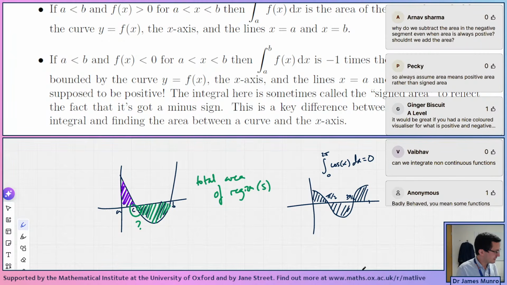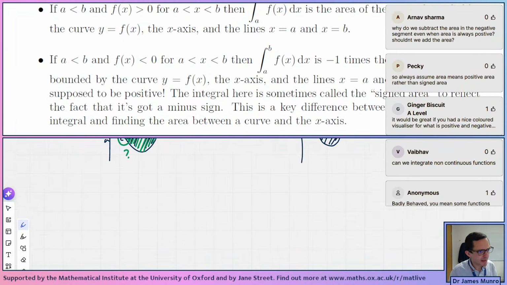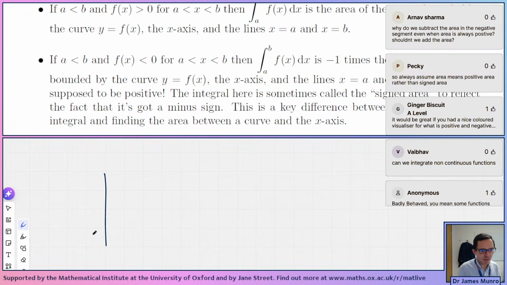Can we integrate non-continuous functions? Not for TMUA. In general, yes, but you need some framework for what you're doing when you do that. In general, can you find areas? Let's talk about this more generally then. If you have some function that's maybe a series of triangles, that's going to come up in one of these TMUA questions.